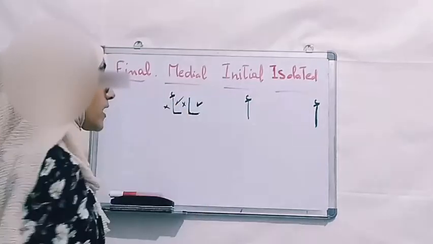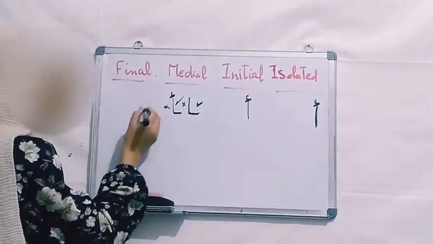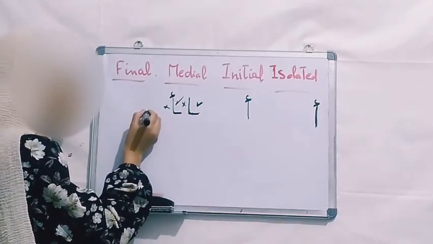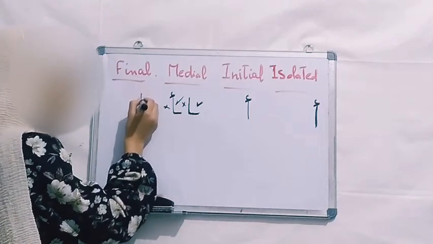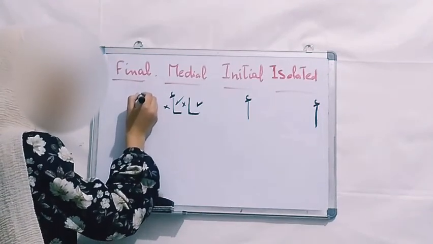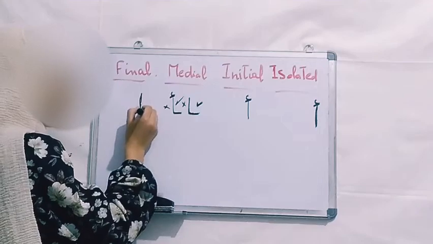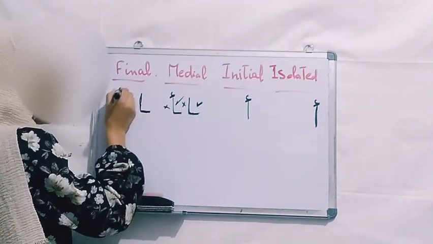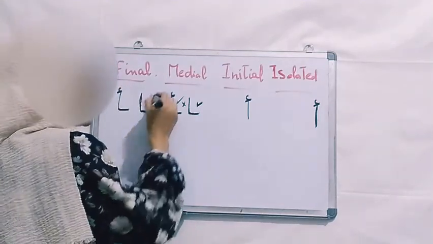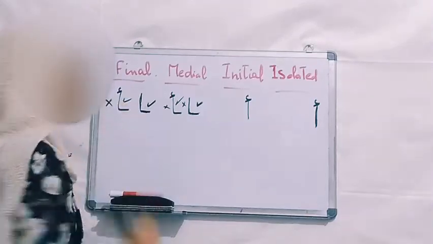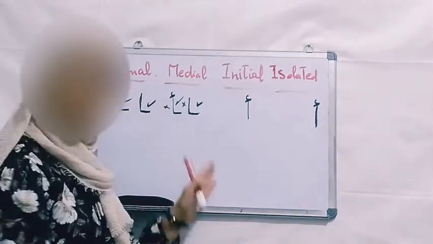Same here. And in the final form, also, you keep the line and write Alif as a long vowel. Same here. You have to be connected before, but it doesn't connect after. Okay? So let's give an example.